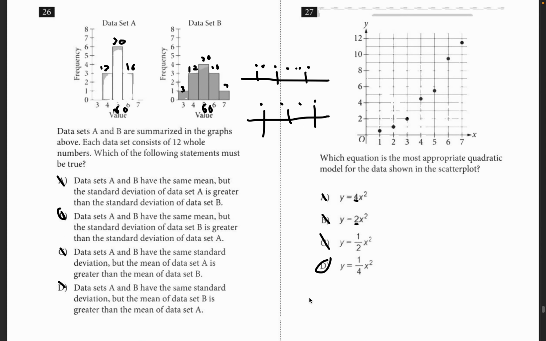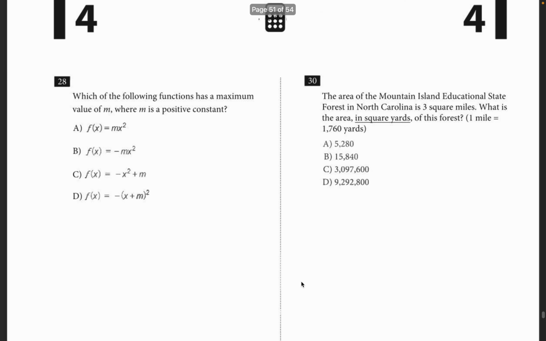Okay. Which of the following has a maximum value of m? So, okay, maximum value means we have a negative exponential function, but it also has to be, because if we just say, let's say m, okay, this is wrong. Yeah, this would be wrong too, because this would just be at 0, right? We need something to shift it. So yeah, it's C, because this is shifting it up units.